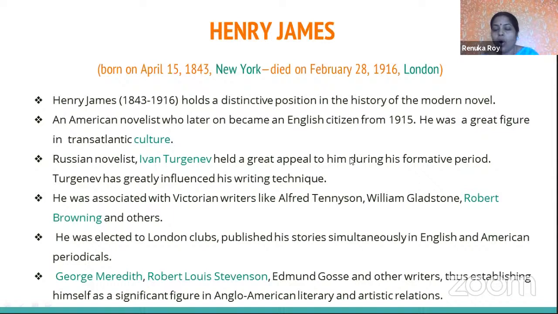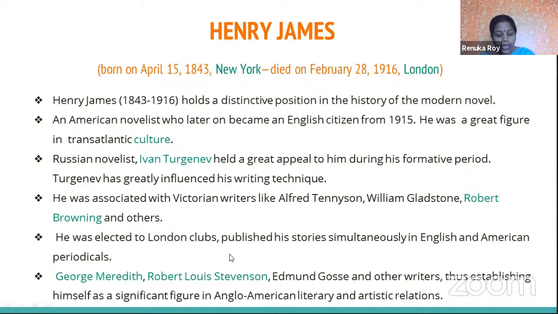Okay, James has a vast literary output to his credit, and his fictional works have three phases of evolution. He has evolved in three phases. The first phase includes novels like Roderick Hudson, The American, The Europeans, The Portrait of a Lady. In these works, James was mainly concerned with the study of American life vis-a-vis European life and olden European culture.